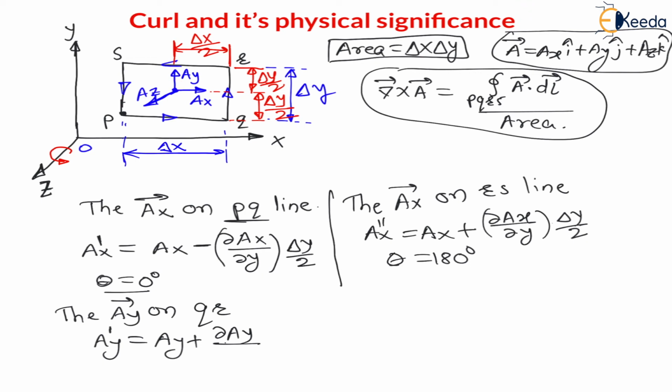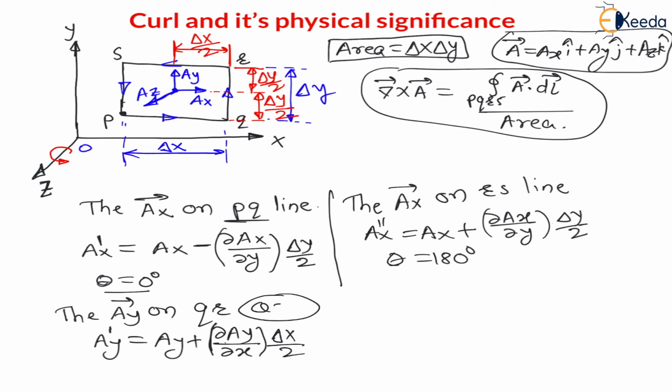change in Ay with respect to x, since we are moving towards x-axis, therefore partial derivative, dou Ay by dou x, right, which is called the gradient of this vector field, into by what distance we are going, del x by 2 distance we are going, therefore into del x by 2, right? And my dear students, what will be the angle here?